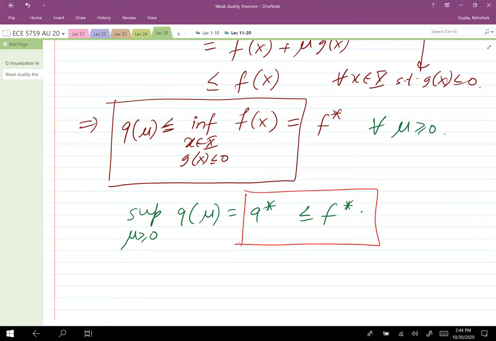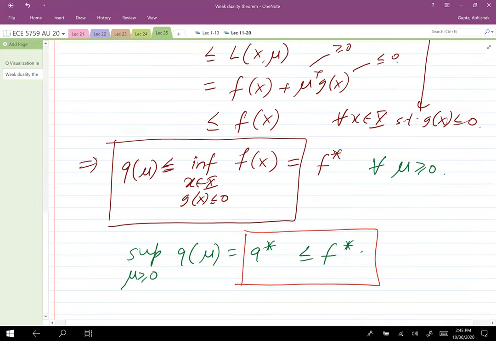Just basic algebra and some infimum, supremum stuff that we all know about and are very comfortable with allows us to derive the weak duality result.